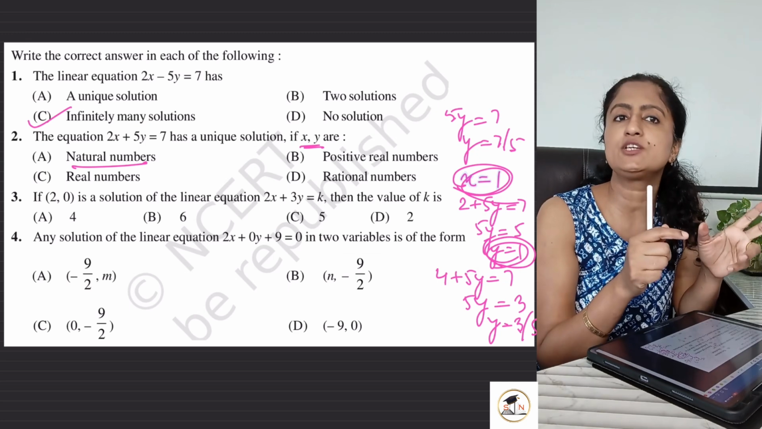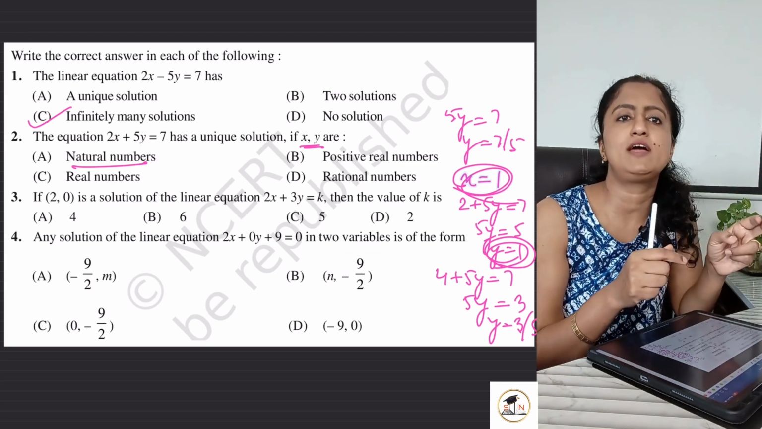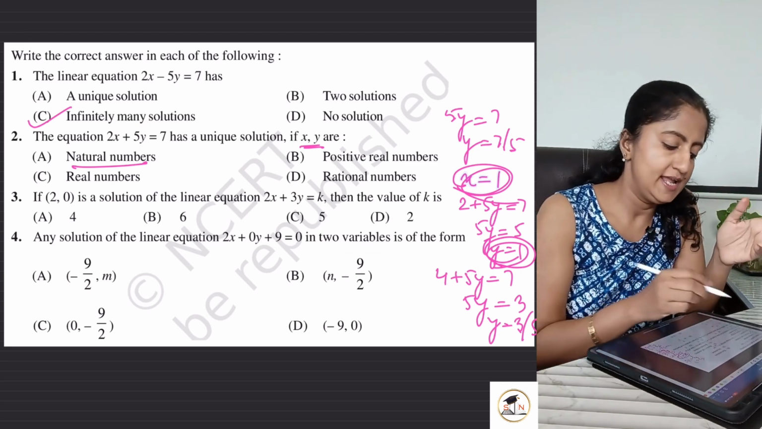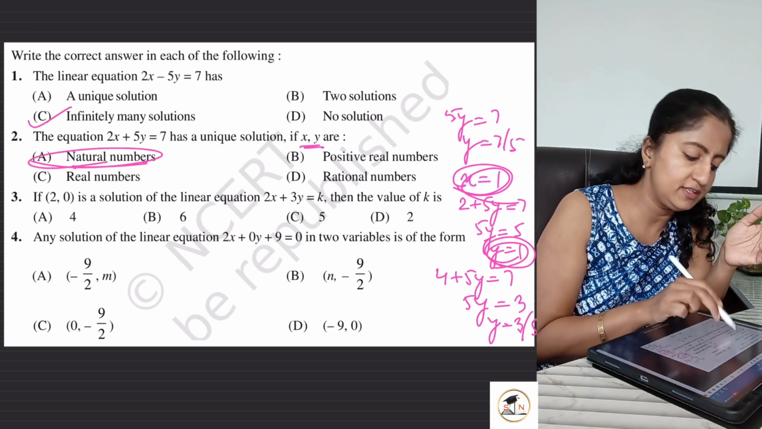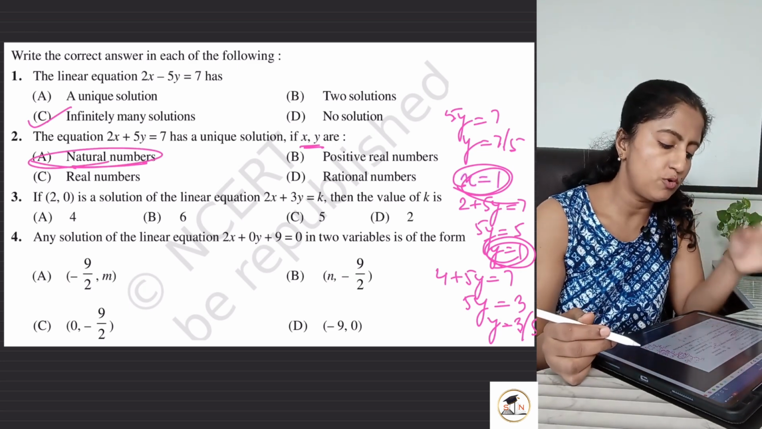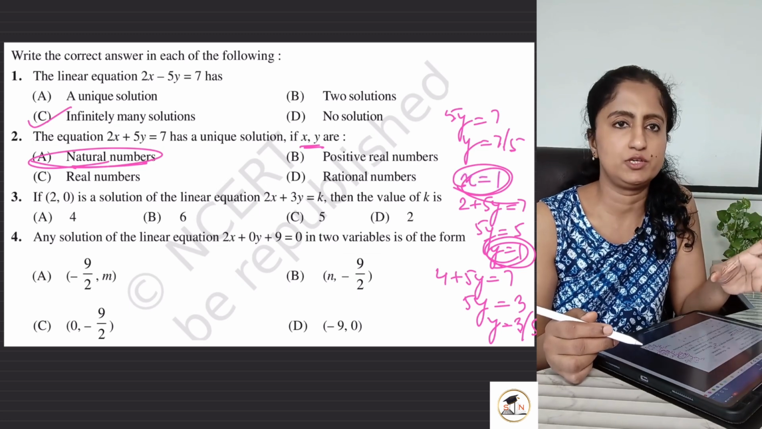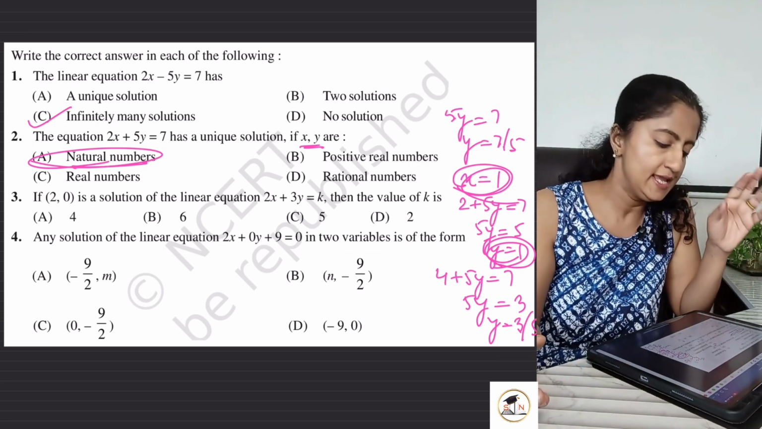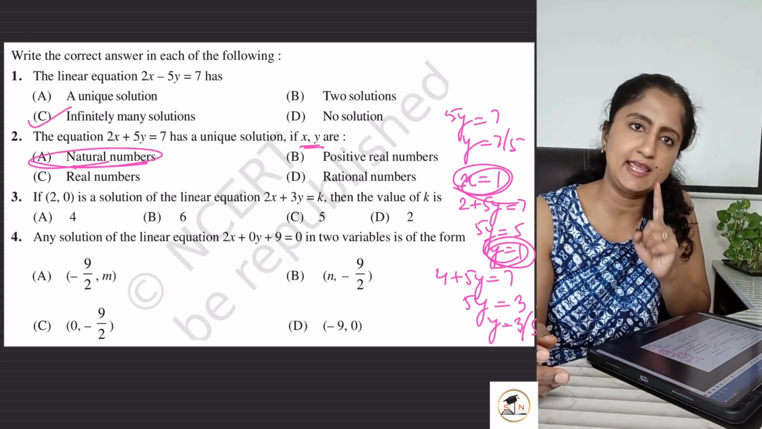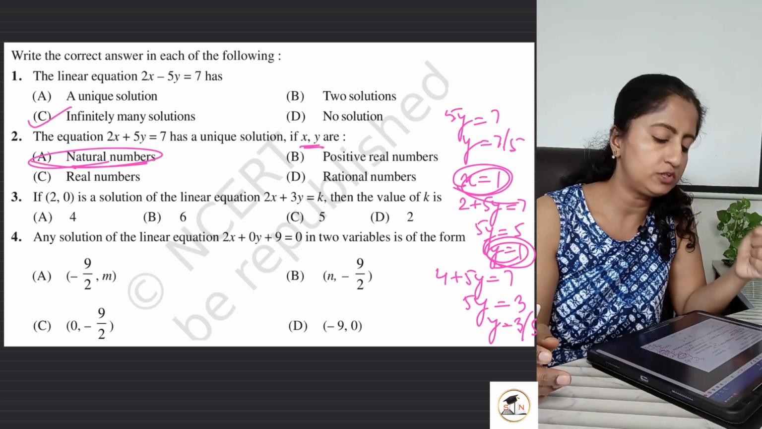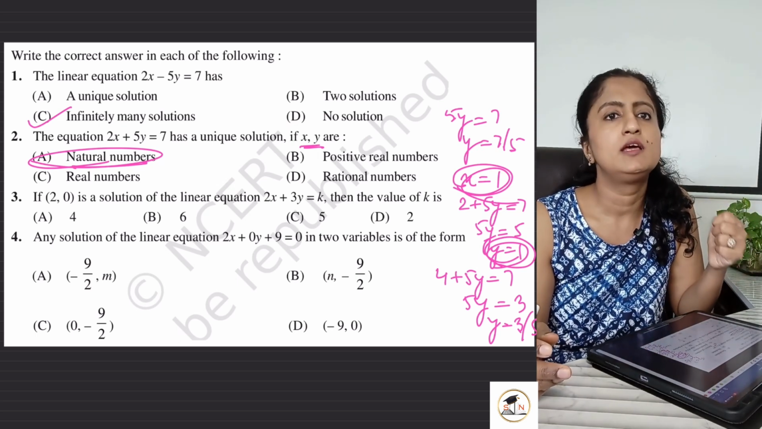But see, the condition says that both x and y have to be the same type, right? And that is only with the A option because both are natural numbers and then only it will have a unique solution. Otherwise, infinite solutions हैं, लेकिन unique solution के लिए, that is एक solution के लिए, both are supposed to be natural numbers.